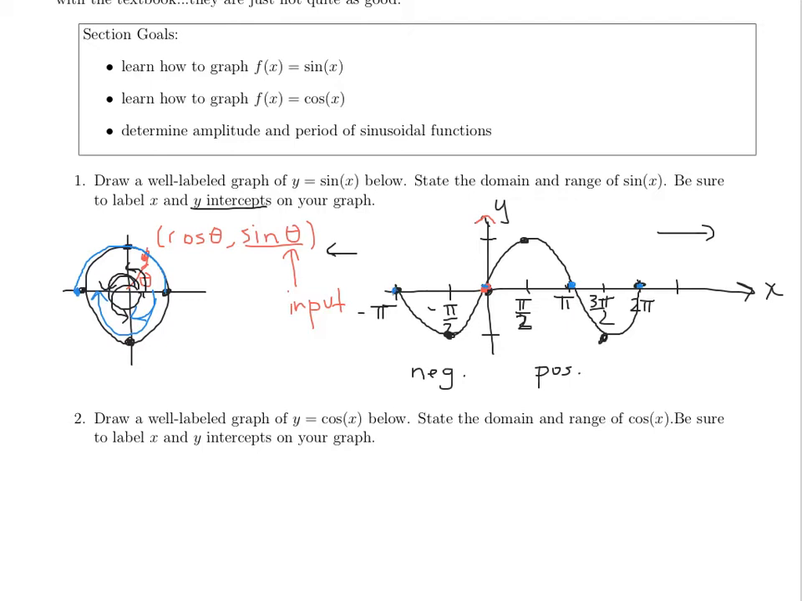In fact, there's a pattern to all these places where we're hitting the x-axis. So sine of x is 0. Our height is 0.